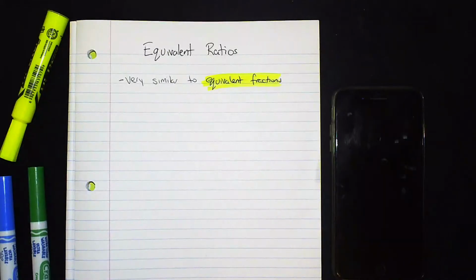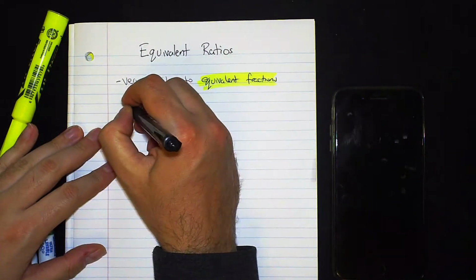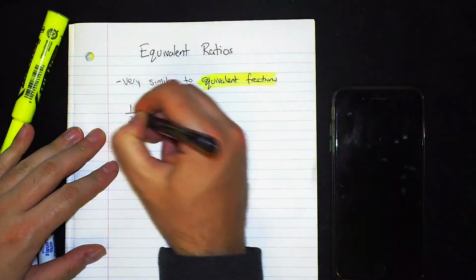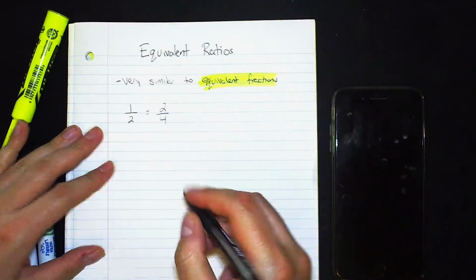This lesson is going to look at equivalent ratios. Equivalent ratios are very similar to equivalent fractions. So let me do a quick review of what an equivalent fraction is. We know that 1/2 is equivalent to 2/4. And how do we know that?